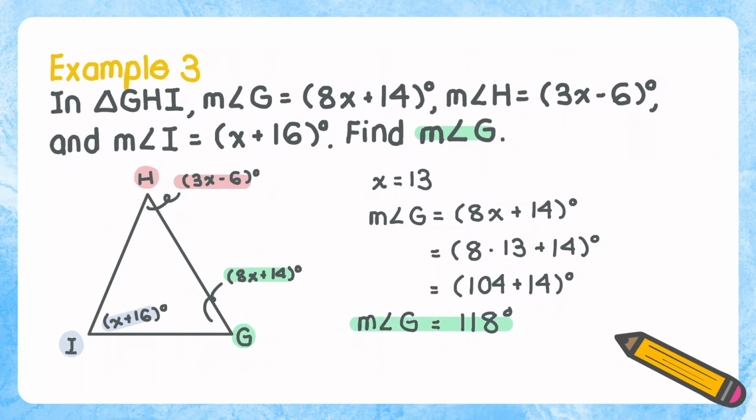So in this example, we weren't given a triangle diagram. We actually had to draw it out ourselves. And the important step there is to correctly label each angle. After that, we solved for x, and we weren't done there yet. We used that x value to find the measure of angle G.